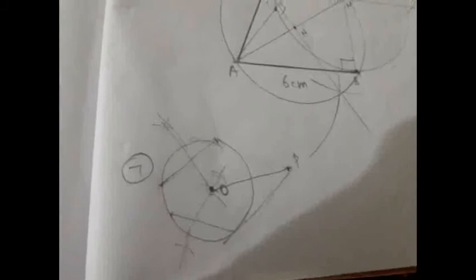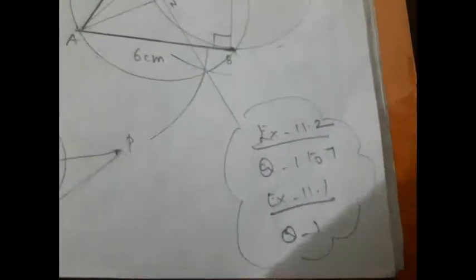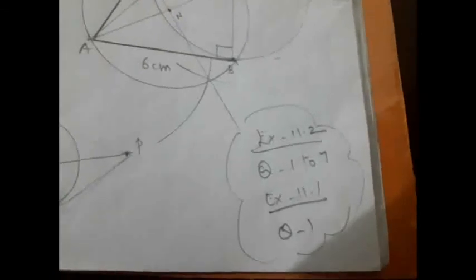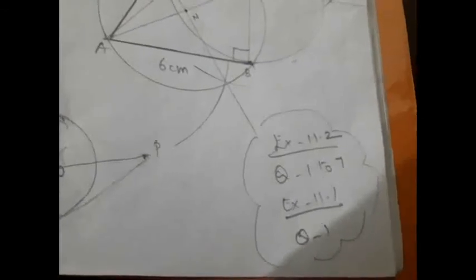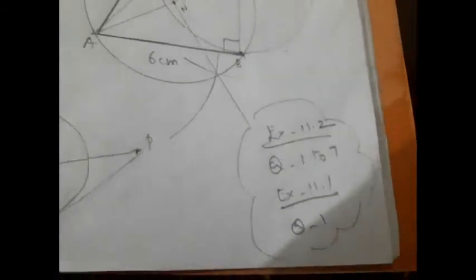Yes, thus we have come to the end of this chapter. Construction is again a mark scoring chapter. I want you to do all the problems from exercise 11.2, question number 1 to 7, and exercise 11.1, question number 1. The remaining questions in exercise 11.2 have been omitted from our syllabus. Constructing similar triangles has been omitted. So if you go through these two models thoroughly, definitely you can score marks from this chapter.